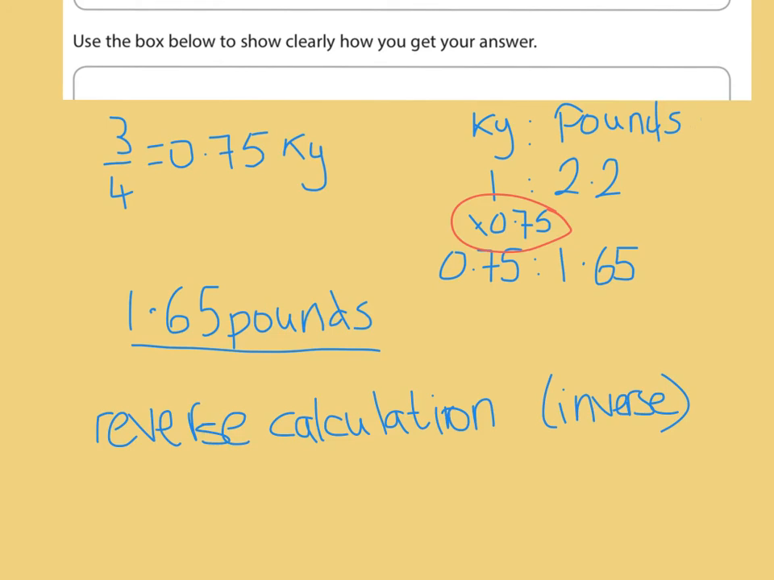So to reverse the calculation, I'm going to start with the answer I got. I'm going to start with 1.65 and reverse it. The reverse or inverse of multiplying by 0.75 is to divide by 0.75. So that's what I'm going to do. And you might check it using your calculator. Again, I'm just going to do that in a calculator, and do that divide, and make sure it does actually come out as 2.2. Now, that's a check that they might want to see in an exam.